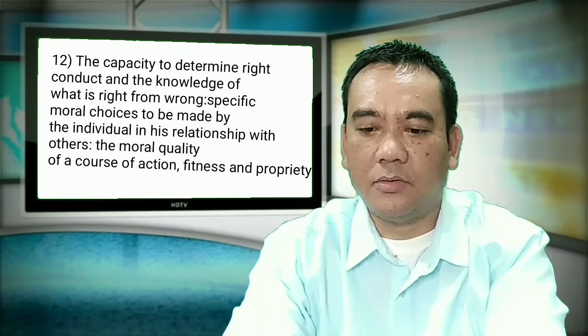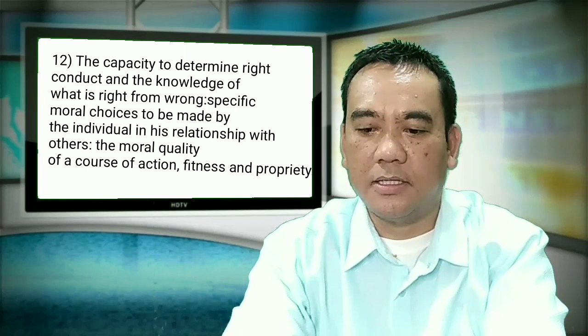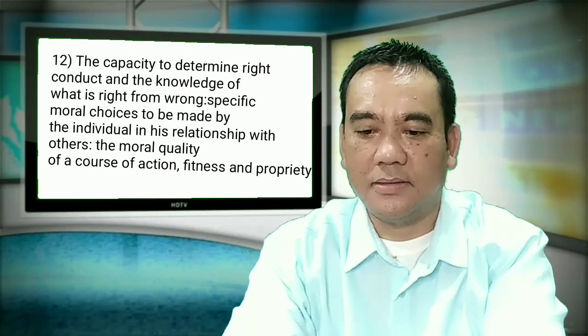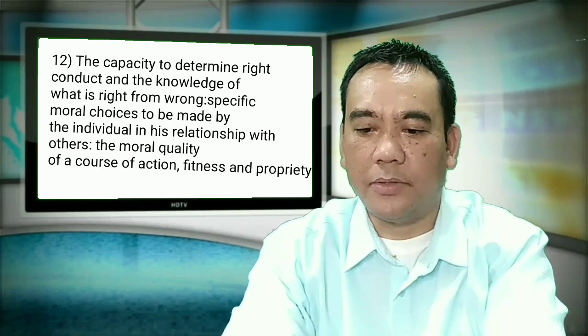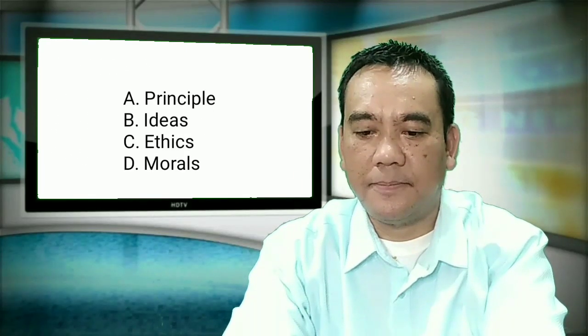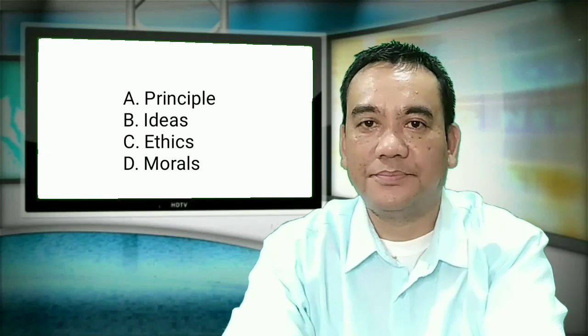Next, number 12. The capacity to determine right conduct and the knowledge of what is right from wrong. Specific moral choices to be made by the individual in his relationship with others. The moral quality of a course of action, fitness, and propriety. A. Principle. B. Ideas. C. Ethics. Or D. Morals.